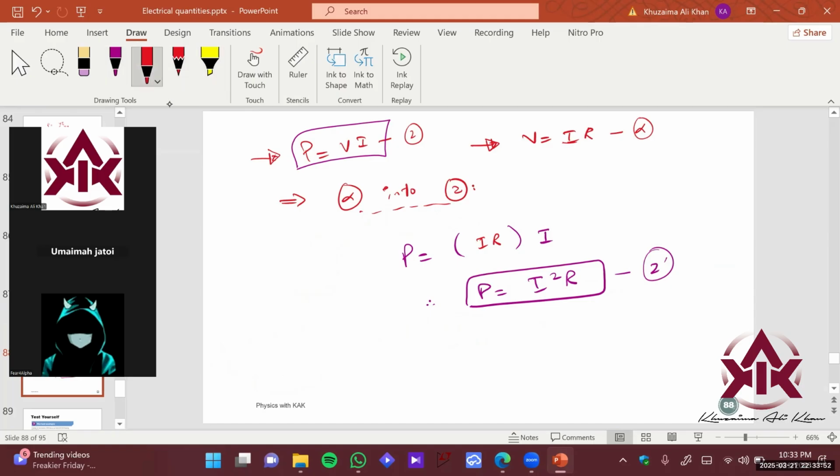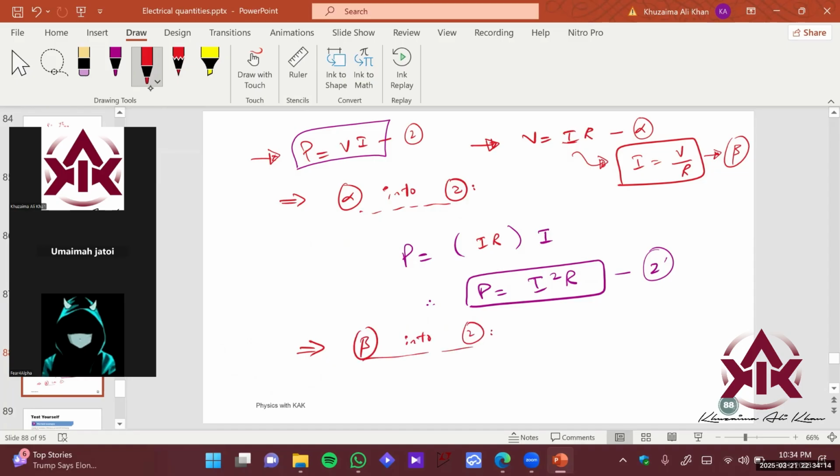Now let's find the third form. I can also make current the subject, so I would be V over R. This is equation number beta. Now I can substitute equation beta into equation number 2. Let's see what we get. In place of I, I'm going to substitute this relation, so we have V into V over R. Therefore, the next equation to find power is V square upon R.